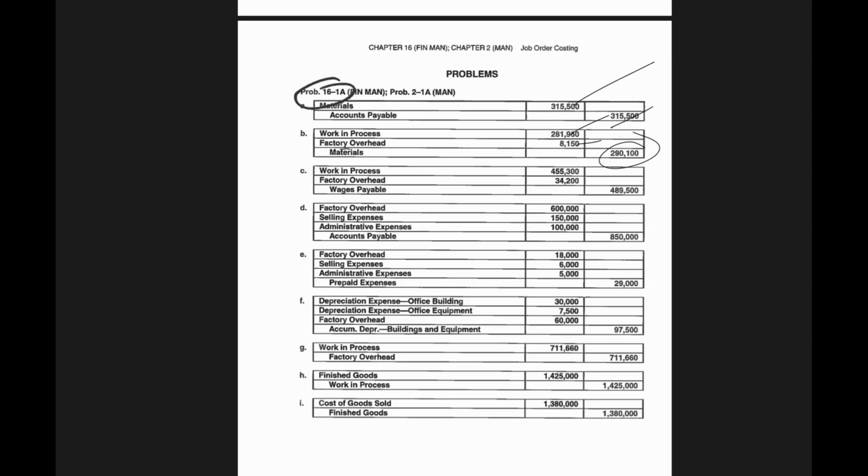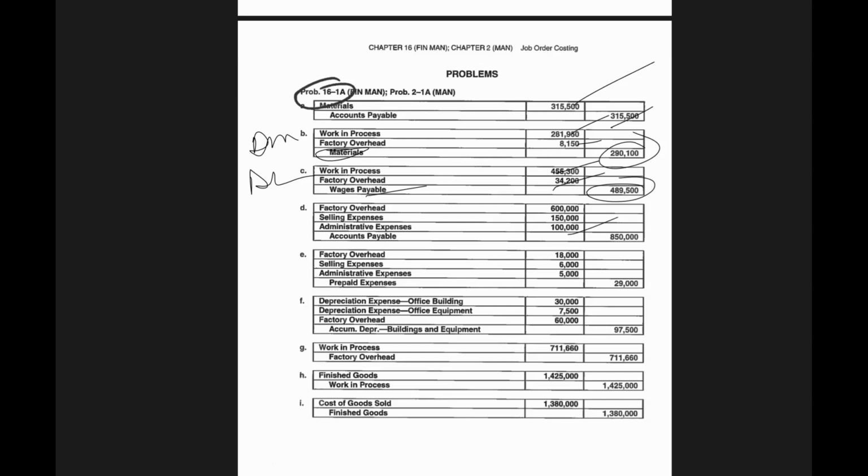So here's our direct materials account, journal entry, letter C. Labor was used for 89.5 is direct, 34.2 is indirect. So here's our wages payable. So we got our direct materials account, journal entry here, direct labor here, going into WIP, overhead, all being charged to wages. Letter D, other costs incurred for factory overhead, 600,000, selling 150, administrative 100.